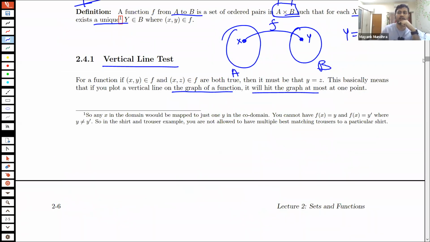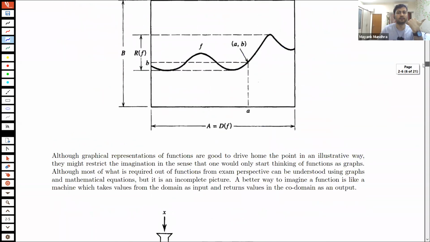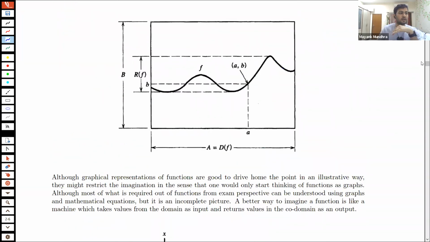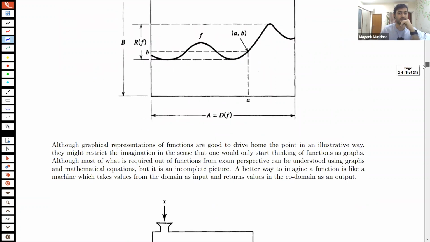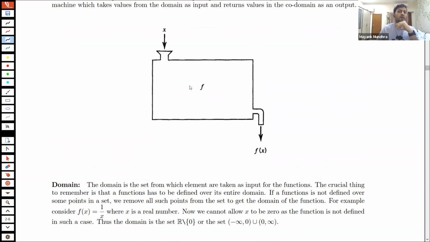So that's a vertical line test. If you have a vertical line, it will pass through the function at most once. Okay. So this is a graph of how functions work.